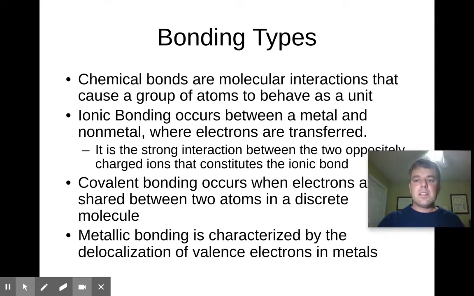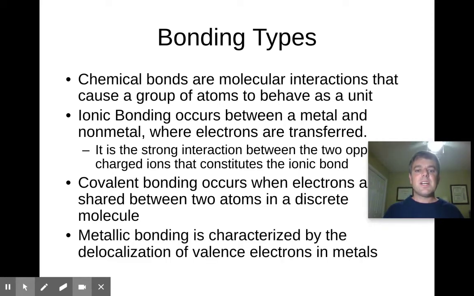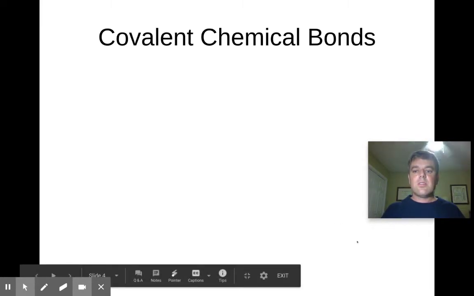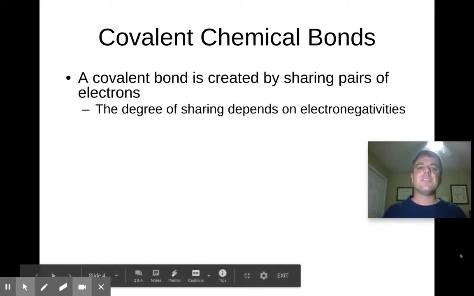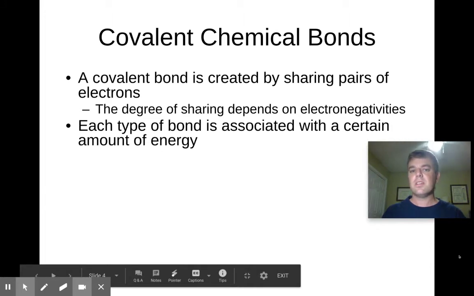And then there is metallic bonding, which is characterized by the delocalization of valence electrons in the metals, where they basically just let their electrons flow freely amongst the metal. And keep in mind, they can do that because metals have low ionization energies. But we're going to focus a good bit of our effort on covalent bonds. So the covalent bond is sharing pairs of electrons, and the degree of sharing depends on their electronegativities.